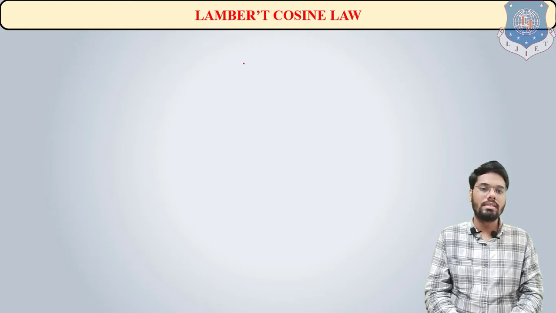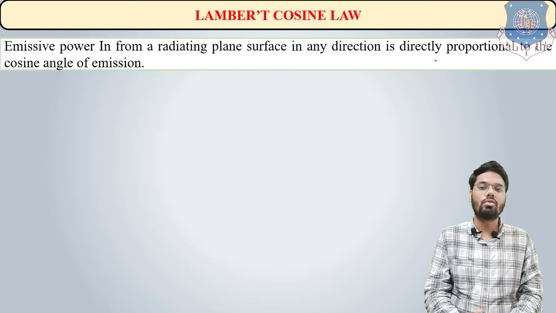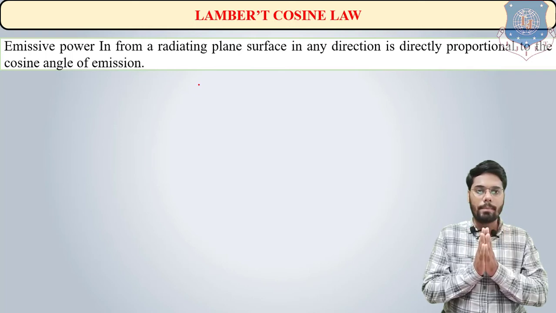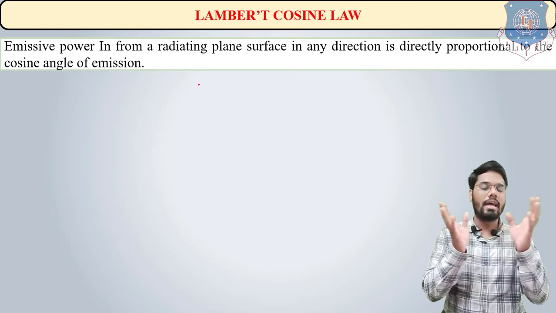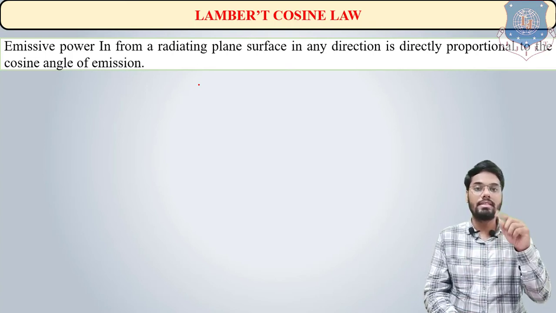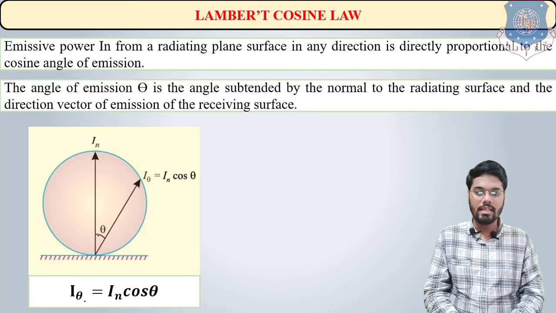Now, another law is the Lambert cosine law. It is a simple law. The emissive power from a radiating plane surface in any direction is directly proportional to the cosine of the angle of emission. Generally, a body whose temperature is above absolute zero emits electromagnetic waves in all directions. But the intensity of electromagnetic waves in the normal direction is highest compared to other directions. From this figure, if we consider electromagnetic wave emission from this point, the intensity in the normal direction is the highest, which is denoted by I_N.